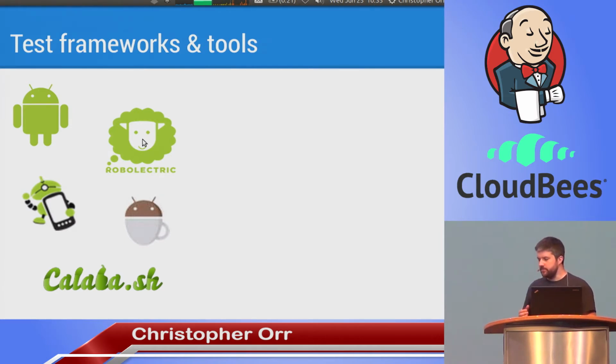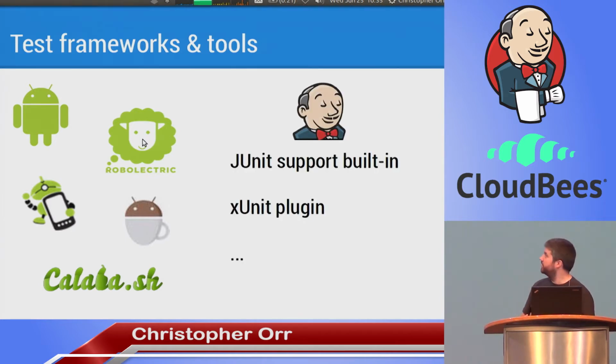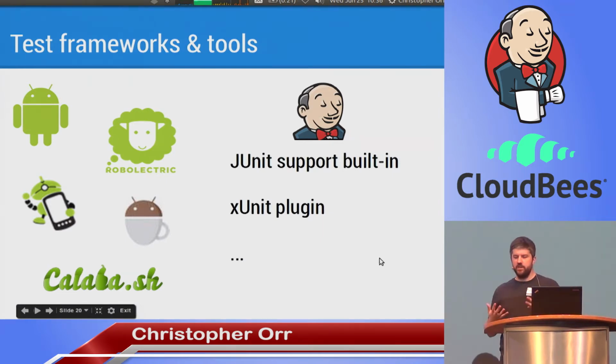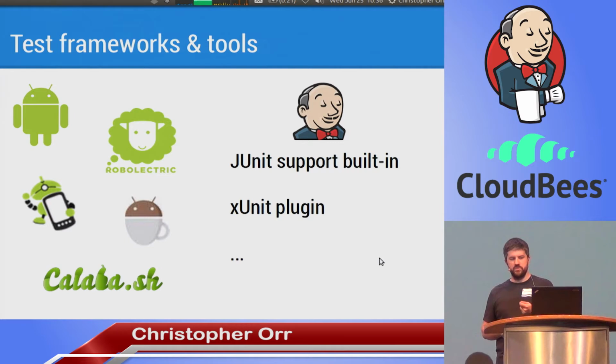However, the default Android test runner doesn't output JUnit XML, which, on the Jenkins side of things, would be pretty handy because we have JUnit support built in. Of course, we have the XUnit plugin. So essentially, if you can get Android to output one of these formats that's known to Jenkins, it can parse your test results and show a nice report to you.